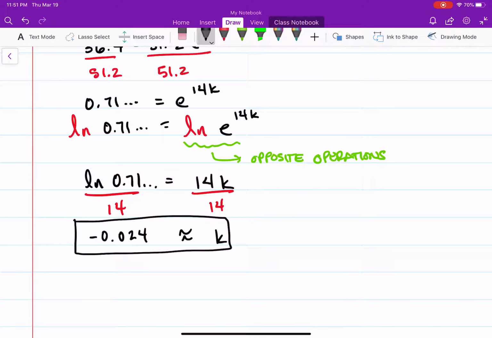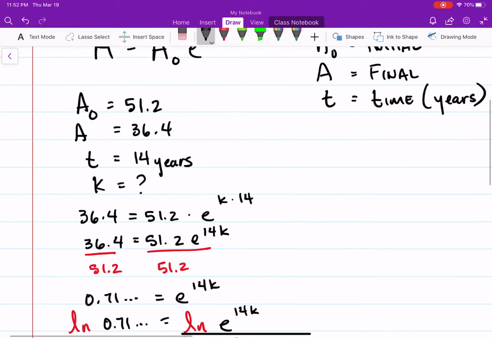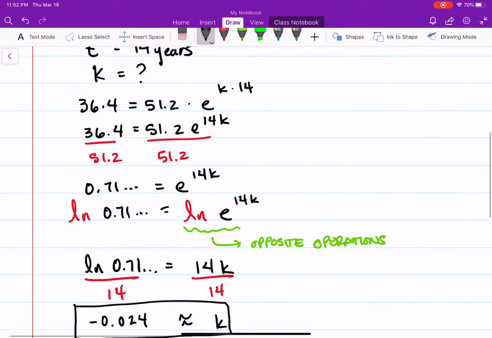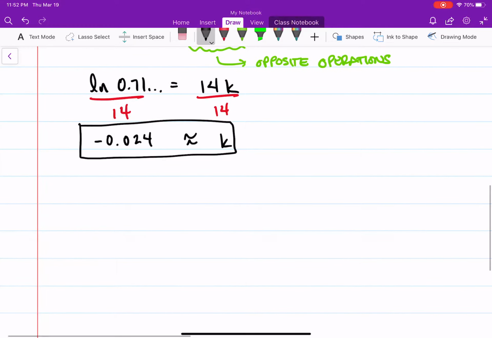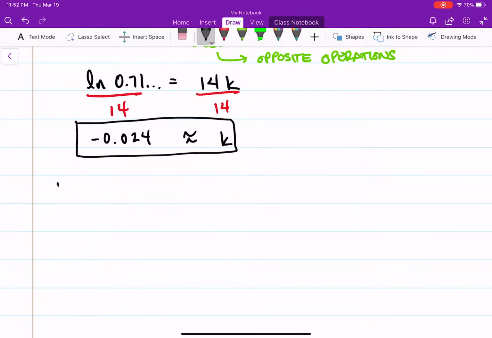Okay, and if this was flip-flopped, if the initial was 36.4 and the final was 51.2, then there's a growth, right? And then if there's a growth, then my k will actually become positive, all right? So you got that growth and decay, and then something that you also learned in science is called half-lives.